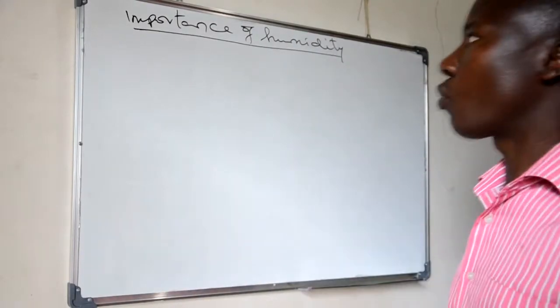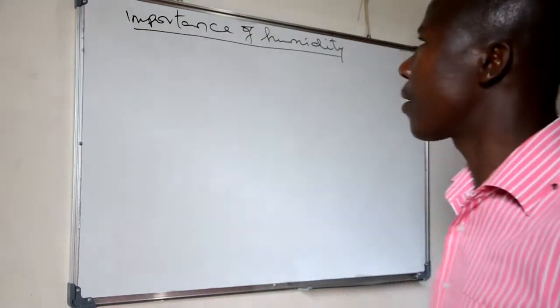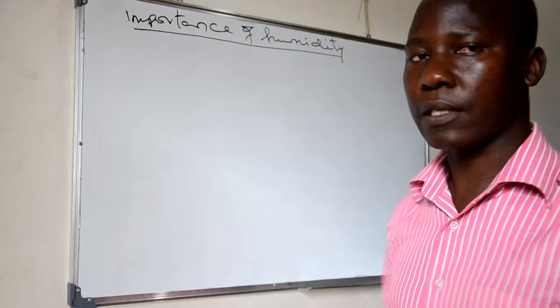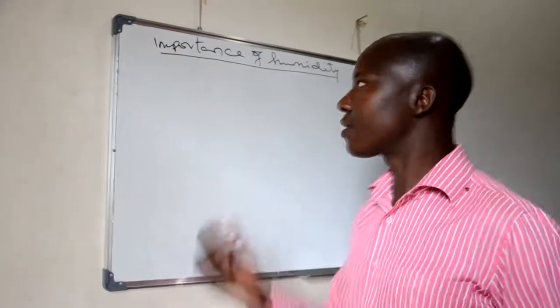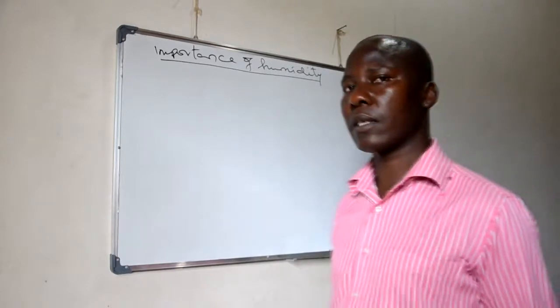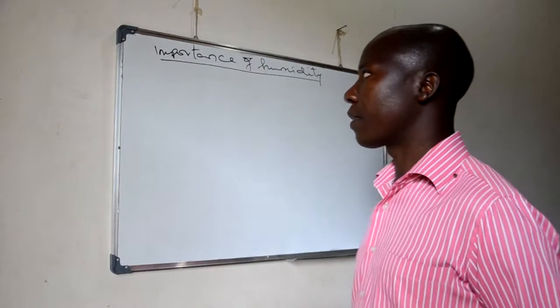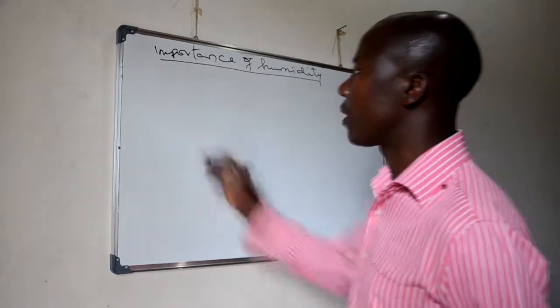Importance of humidity. What are the importance? Those are the functions of humidity. Below are the importance of humidity. For instance, when humidity is large in the Earth's atmosphere or on the Earth's surface, the following advantages or importance might occur. The first one is related to precipitation.